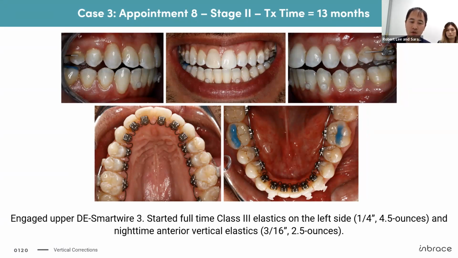At this point, I started thinking, okay, let's try to settle the bite, try to improve the midlines. So we started full-time class 3 elastics on the left side because we're in medium strength. Because we're in SmartWire 3 and SmartWire 2 on the upper and lower respectively, we went ahead and used medium strength elastics, 1/4 inch, 4.5 ounce elastics, as well as some nighttime vertical elastics, 3/16 inch, 2.5 ounce elastics, coming from the IP loop between the upper 1s down to the lower 2s.